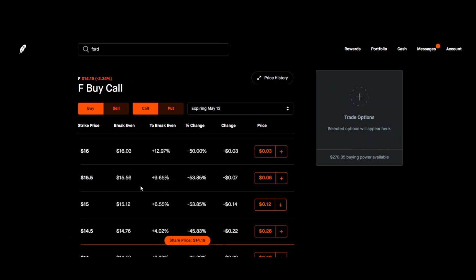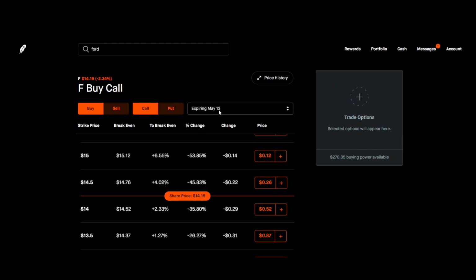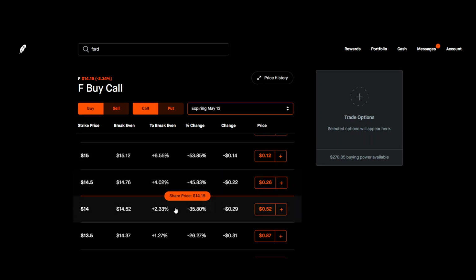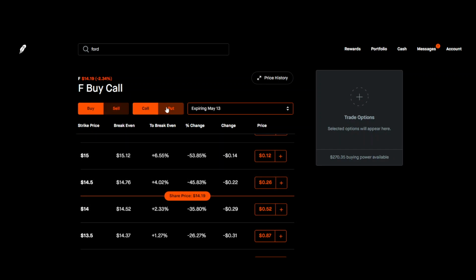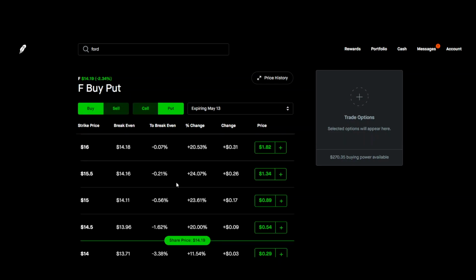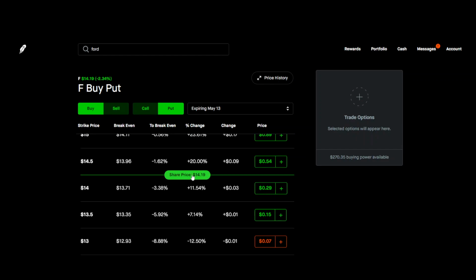And so the first thing that we are going to do is decide where we think Ford will be trading by this expiration date, May 13th. This is what we chose. This is about a week away from today when I'm filming this. So let's say that we think that Ford is actually just going to be right around this point. So all we're going to do is buy a put first. Let's just say that that's where we think it's going to be.